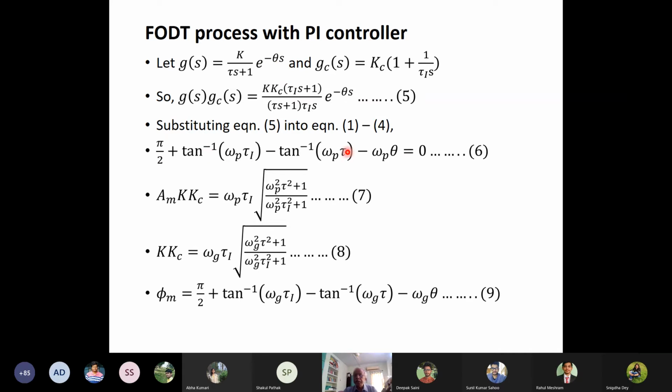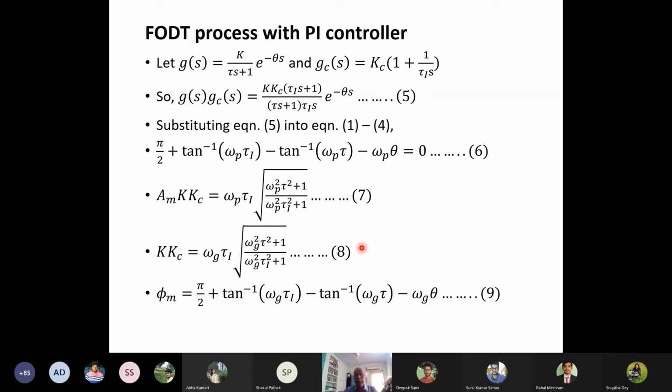So I am writing the phase crossover frequency equation over here. Then I am writing the gain margin equation in terms of these relationships. I am writing the definition for the gain crossover frequency, and then I am writing the equation for the phase margin.